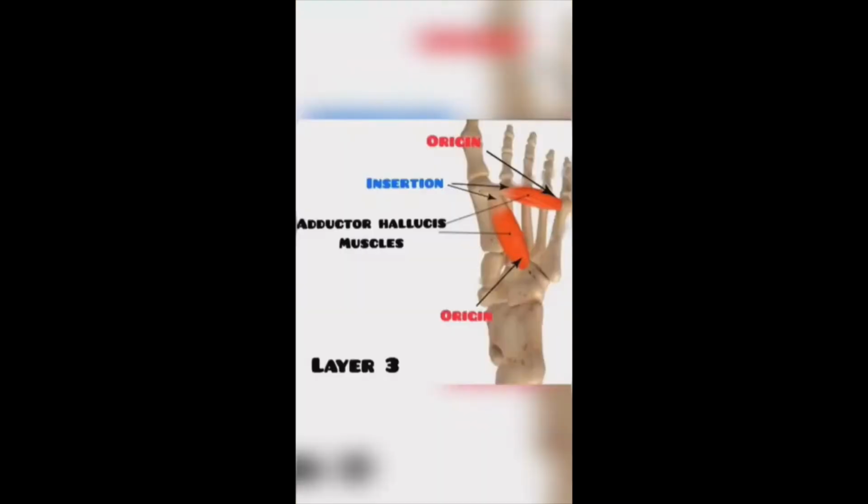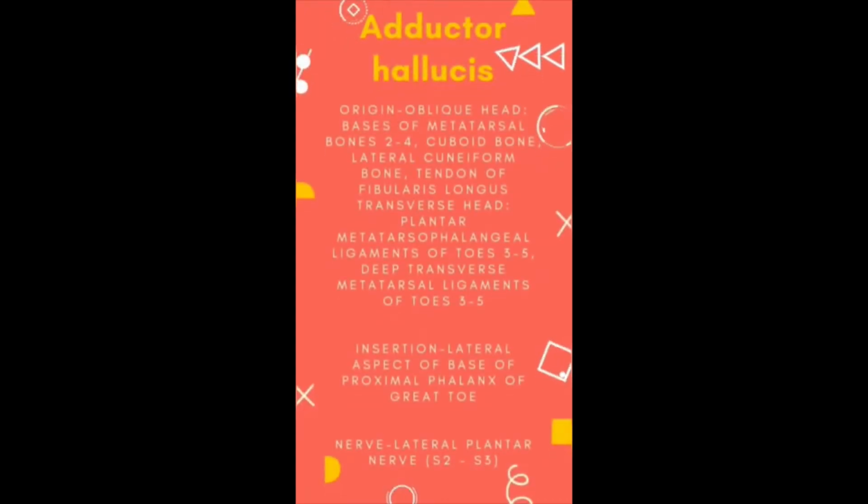Adductor hallucis. Origin of the oblique head is in the bases of metatarsal bones of digits 2 to 4, cuboid bone, lateral cuneiform bone, and tendon of fibularis longus. The transverse head originates in the plantar metatarsophalangeal ligaments of toes 3 to 5 and deep transverse metatarsal ligaments of toes 3 to 5. Insertion of this muscle is in the lateral aspect of the base of the proximal phalanx of the great toe. Again, the nerve is supplied by the lateral plantar nerve with a root value of S2 and S3.